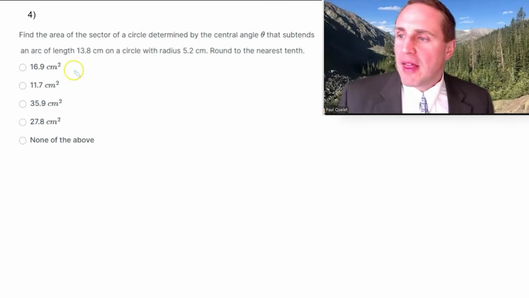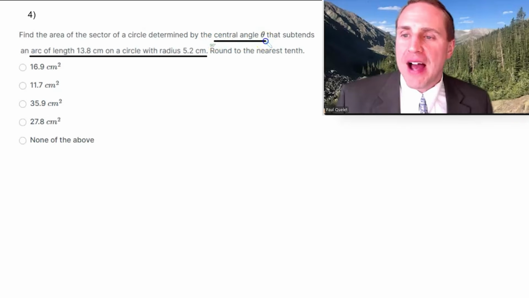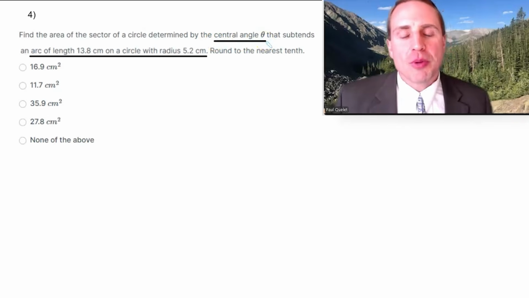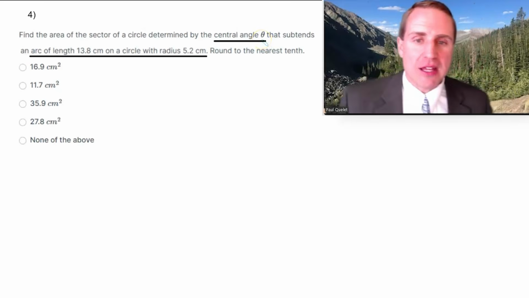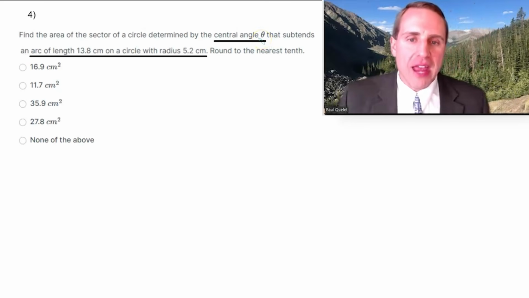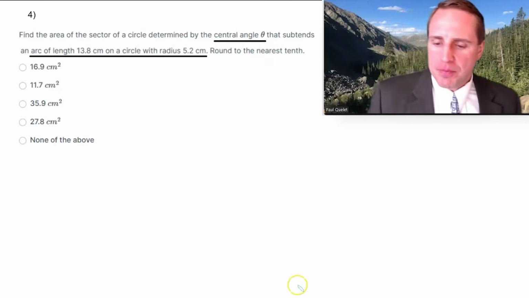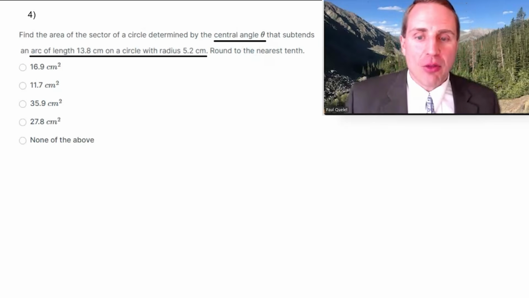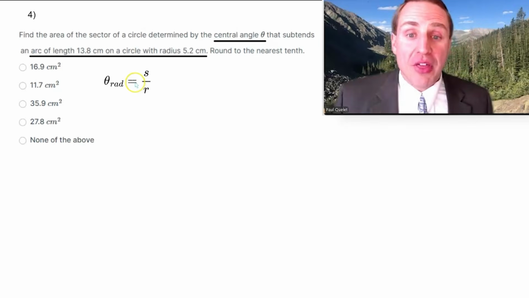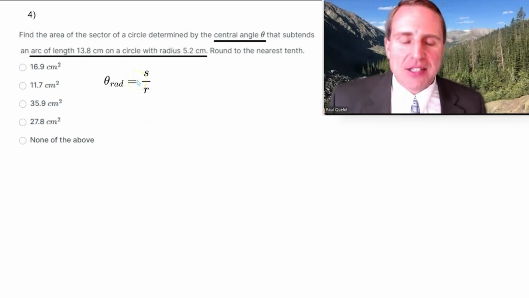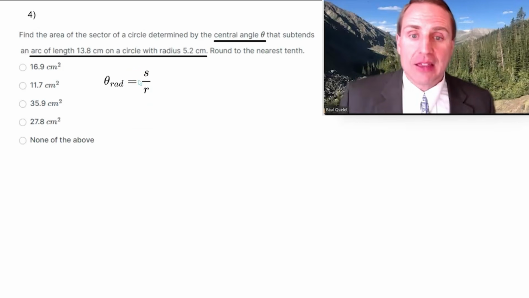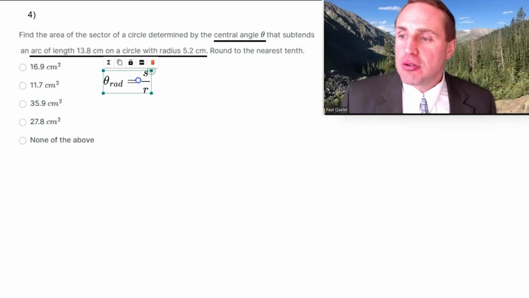Hopefully you're aware that arc length and radius can be used to find the central angle. Once we have the central angle, then as long as the central angle is in radians, we can use the formula for the area of the sector. So let's first find that angle theta in radians. So the angle theta in radians is equal to S over R. S is the arc length, R is the radius. So let's do this division.